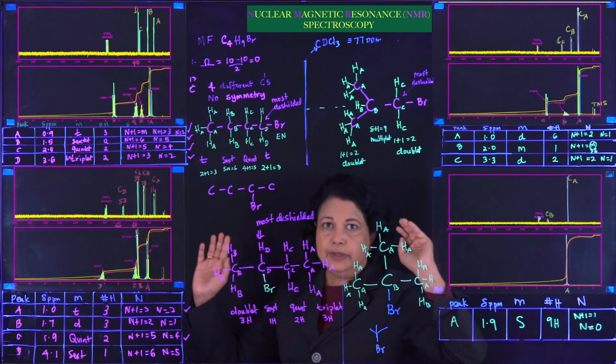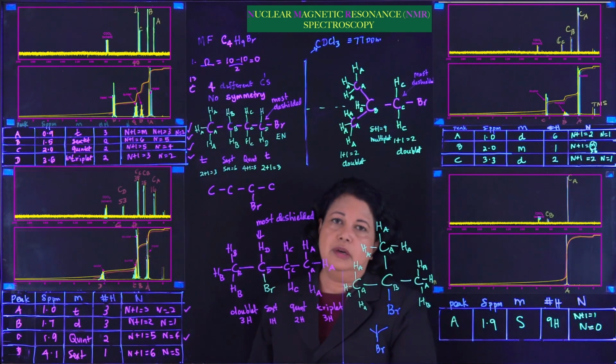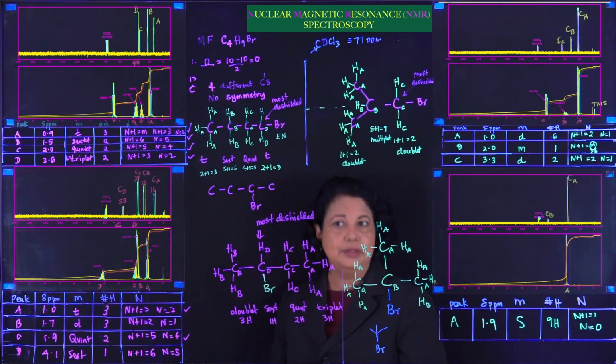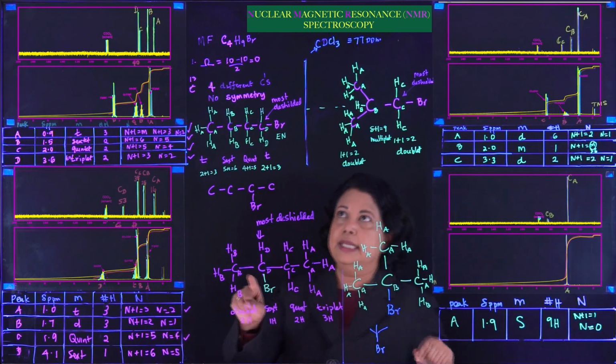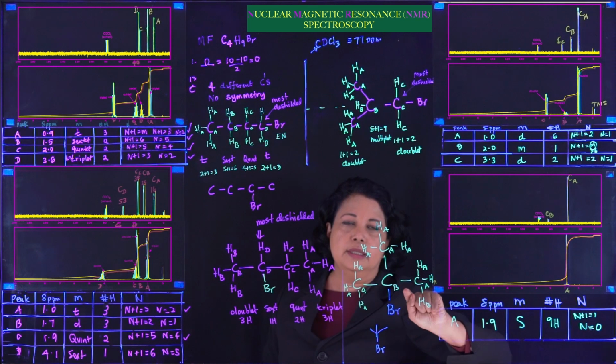All right, guys, if you have any questions, don't hesitate to let me know. The only way to master NMR is to do them. Do them over and over again, and you will see the patterns emerge. Sec-butyl, butyl, isobutyl, and tert-butyl.